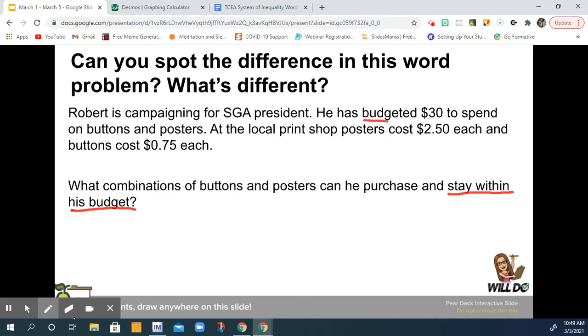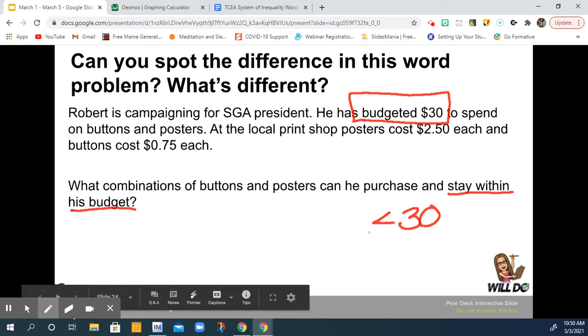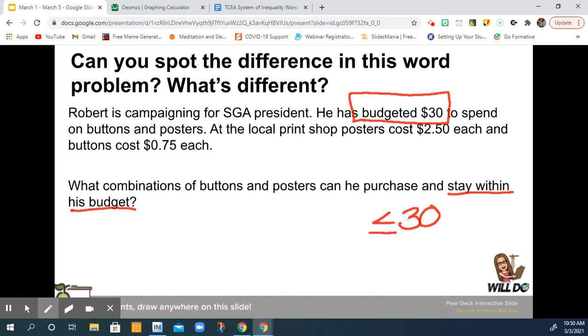Well, he has budgeted to spend $30. Now if someone has budgeted to spend that amount, they do not want to go over. So we're going to use, well, let's first put 30. We're going to use the less than sign because we don't want him to go over $30. And we're also going to use the or equals to because he can spend 30. We just don't want to set up the inequality that is going to allow him to go over his $30 budget.